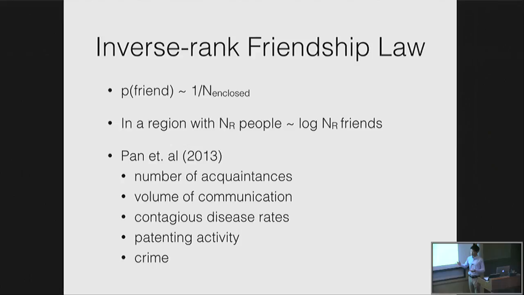And this was just a fit done by using lots of social media data. But it turns out that this simple law can actually explain a lot of consequences about our daily lives. So for example, in a region with n_r people, we would expect that roughly log n_r of those people should become our friends, in the sense that they would form social media links or other types of links. And this simple relationship was exploited by a Nature Communications paper in 2013, and it talked about how the phone calls density that you make in a city, the contagious disease rates like the spread of sexually transmitted diseases, patenting activity and crime can all be explained by just this very simple consideration. But the actual theoretical origin of such a law has not been explored in any detail.